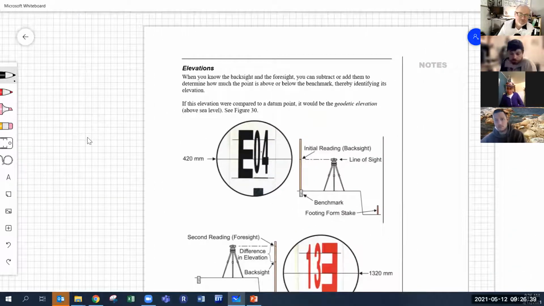So it says here, when you know the backsight and the foresight, you can subtract or add them to determine how much the point is above or below the benchmark, thereby identifying its elevations. Okay, so we're going to do a little bit of that.